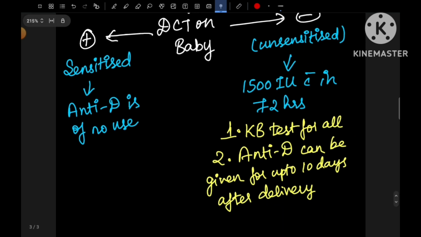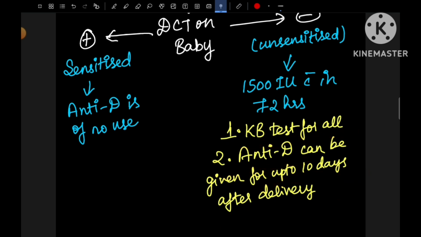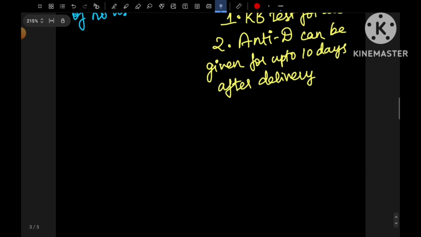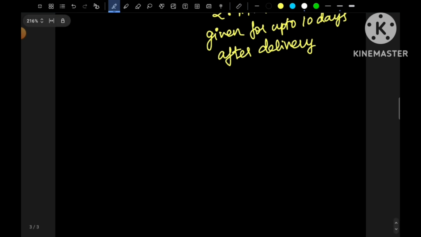And also, by the way, do the Kleihauer-Betke test for all. Anti-D can be given for up to 10 days after delivery. So, this is the protocol, guys. Revise this protocol. I believe it will be 100% useful to you.